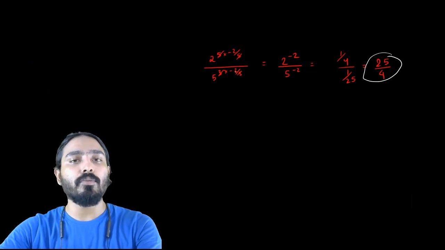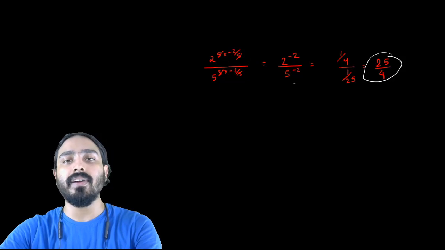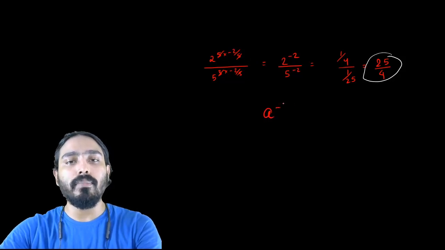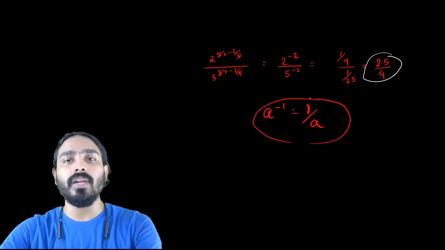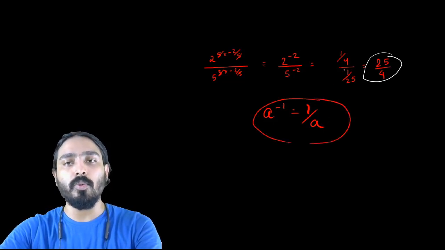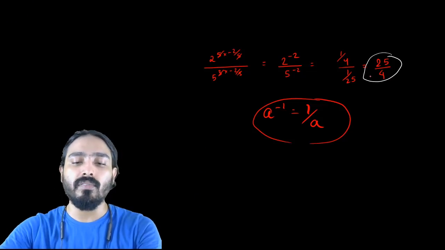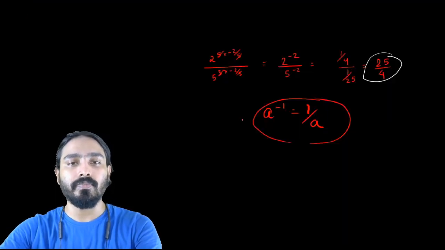So 5 to the power 3 to minus 2 by 5, we have to cancel 3, 3, 5, 5. We get 2 to the power 2 minus 2 and 5 to the power minus 2. So a to the power minus 1 is equal to 1 upon a, right? So it just goes in the denominator. So it will become 1 upon 4, this will be 1 upon 25. And if you simplify it, you will get 25 upon 4. That is the right answer.